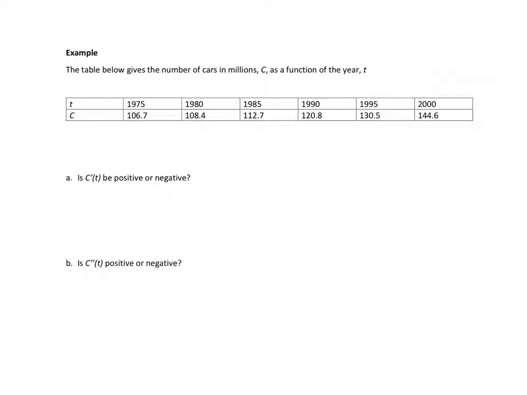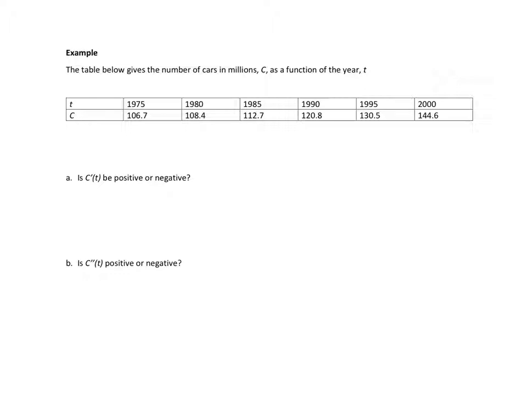So we've considered graphically what's happening. Let's think about what's happening from a table. Again, the first derivative tells us if the function value is increasing or decreasing. The second derivative tells you if it's positive or negative. So the table below gives the number of cars in millions, C, as a function of the year t.